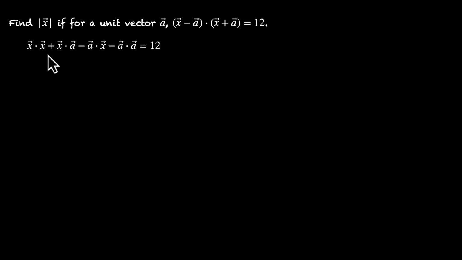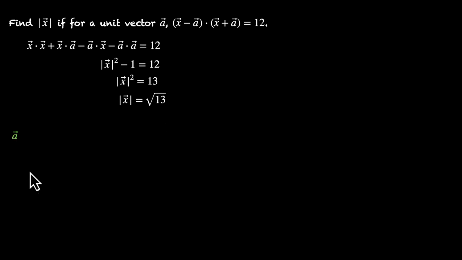Now we are taking dot with itself. So this becomes mod of x vector square times cos of 0, that's 1. Same thing here, mod of a vector square times cos of 0, that's 1. But we also know that a vector is a unit vector, so mod of a is 1, so we can just write 1 here. So this becomes mod of x square equals 12 plus 1, that's 13. We can take the square root. This is exactly what we need. We need mod of x, that's equal to square root of 13. So this is how we can solve equations involving dot products.